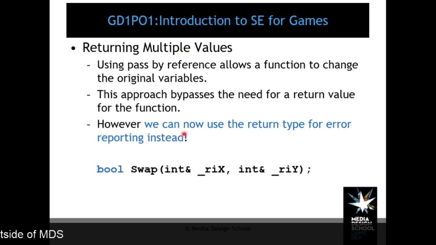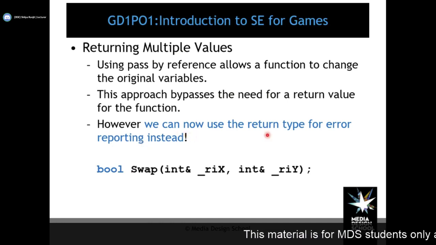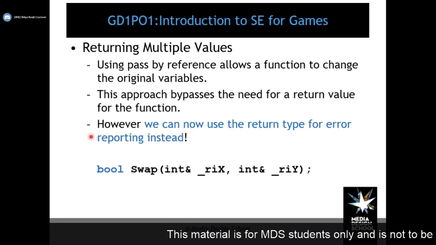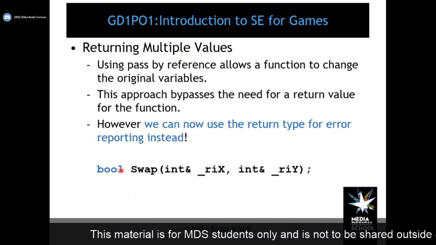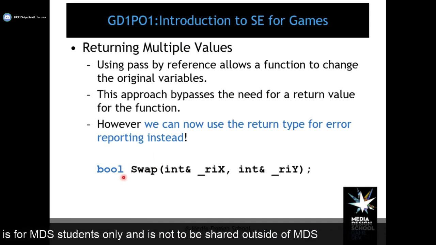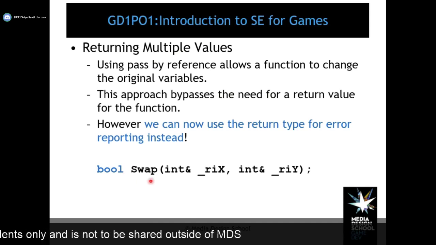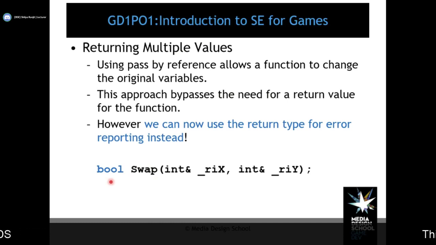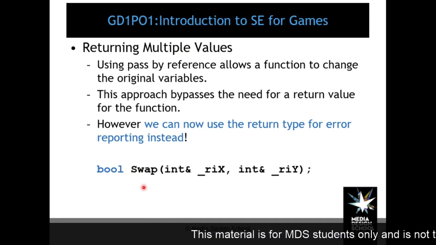So that's why your return type is sort of free now. What you can use it for is error reporting. Say you're doing a swap function, and you have a return type called bool. This indicates whether the swap function has happened successfully or not. If it is all completed successfully, you can return a true value, else you can return a false. So you can do some check in the swap function just to make sure that the code has been executed successfully.